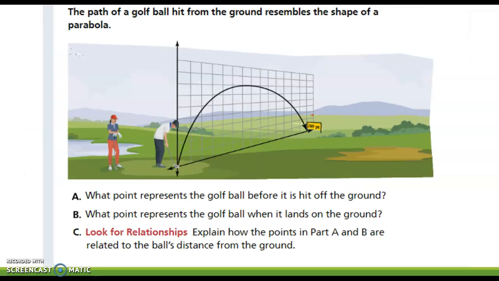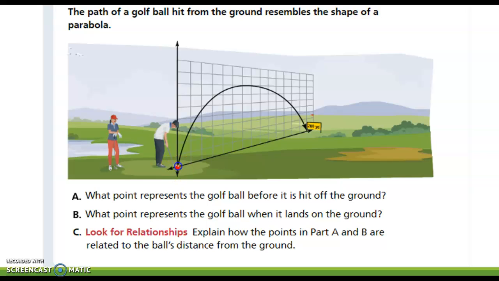All right, I want you to think about this. The path of a golf ball hit from the ground resembles the shape of a parabola. What point represents the golf ball before it is hit off the ground? What point represents the golf ball when it lands on the ground? And how are those 2 points related? So after you've thought about it, go ahead and unpause the video and then come back.